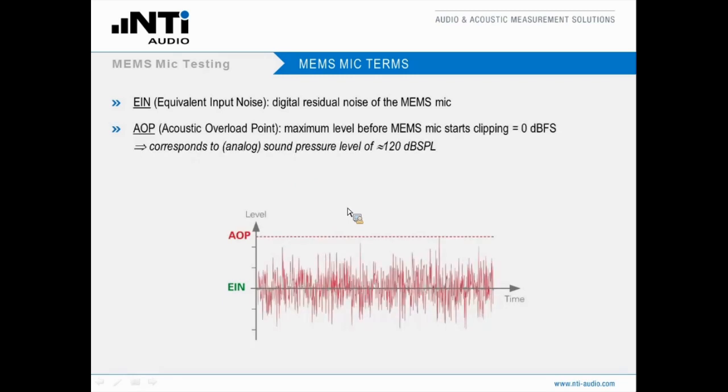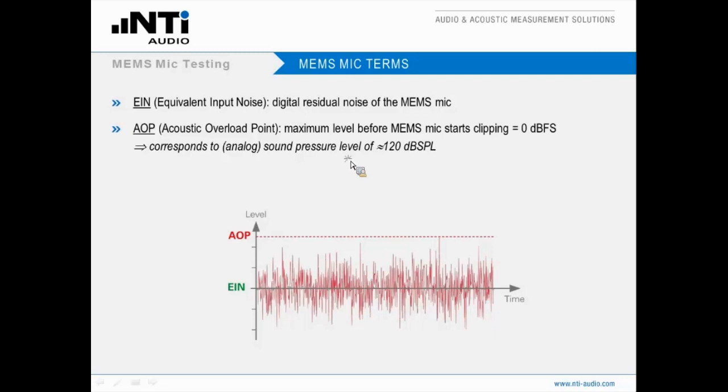The next one would be the AOP, the acoustic overload point. And that level represents the maximum level that the microphone still can convert into a digital signal without clipping. Typically, depending on the MEMS mic type, this AOP would correspond to a sound pressure level of approximately 120 dB SPL.